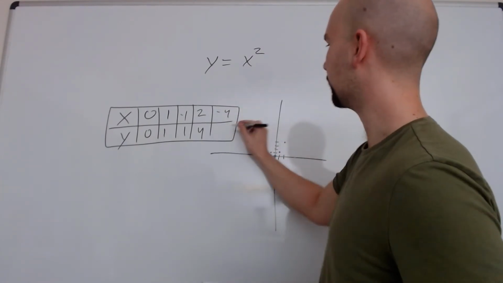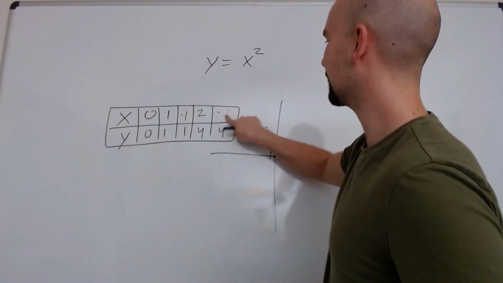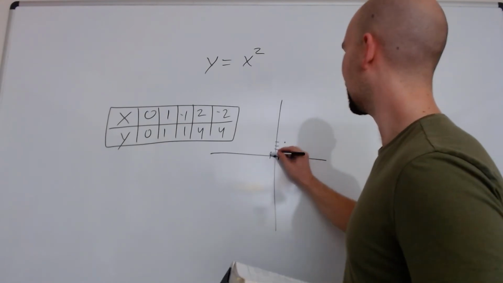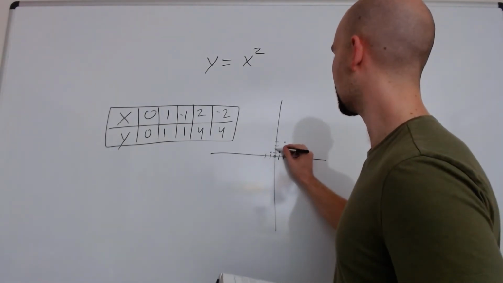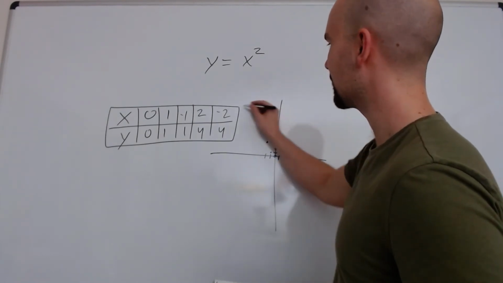X equals negative 4, y is still going to equal 4. Negative 2, because negative 2 squared is going to be positive. 1, 2, 1, 2, 3, 4. So, yep, we have the shape of a good parabola. Let's just keep going a little bit.